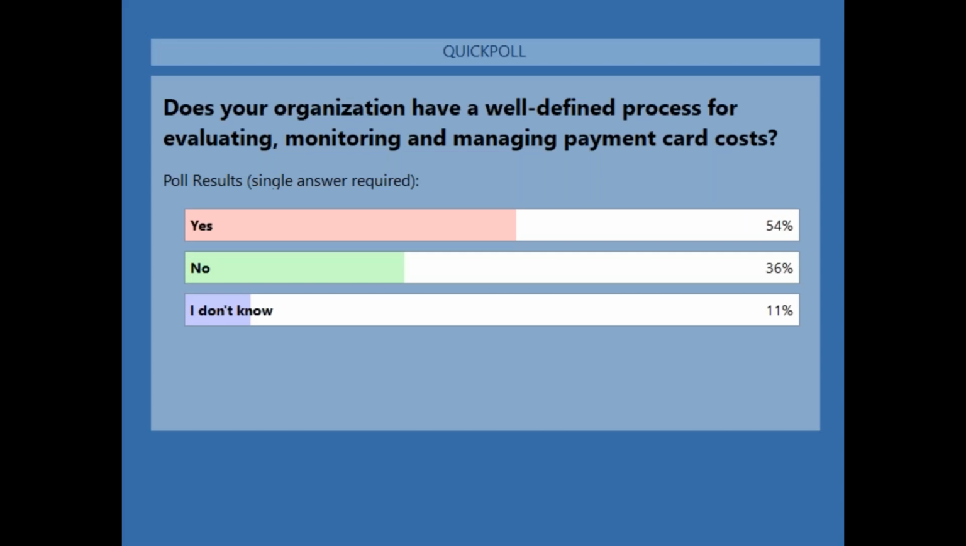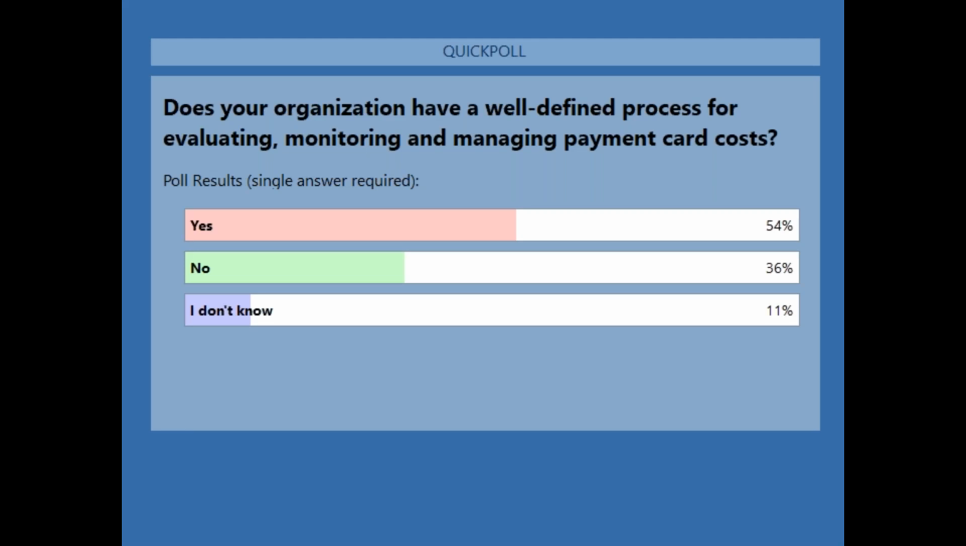You're moving the right way. I think here we can publish. Okay, great. So we've got over 50% that does have a well-defined process, and then the balance are working on it in some way, shape, or form, or at least here today to discuss it.